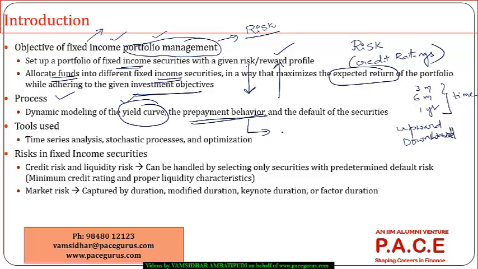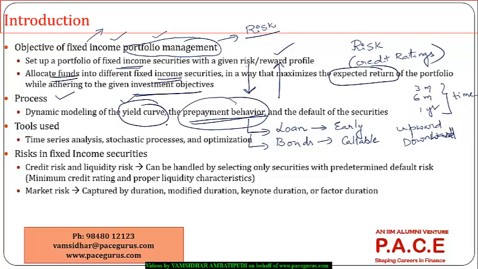Two major forms of fixed income securities, if I see, one, the loans. There could be an early payment of the loans. So that comes under the prepayment behavior. And when I talk about the bonds, we have callable bonds where the prepayment can very well happen. So there is a possibility of a prepayment behavior associated with these fixed income securities. So I need to have models which can effectively handle this prepayment behavior.